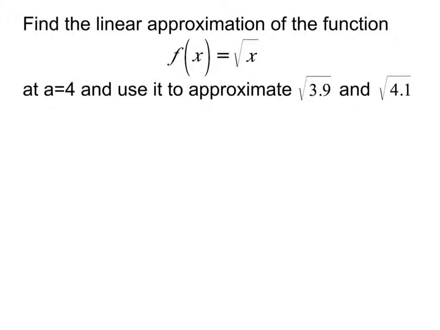Now, the first step for finding the linear approximation, remember it was also called a tangent line approximation, is we're going to figure out what the equation is of the tangent line at 4. Well, of course, in order to find the tangent, the first thing we need to do is find the slope of the tangent line at 4. So please find f prime of 4 for this particular equation.